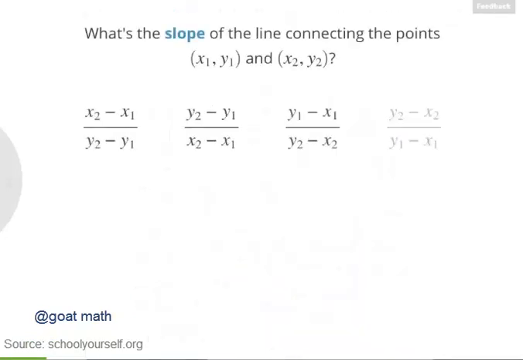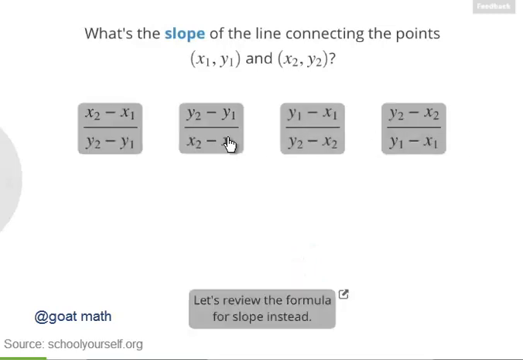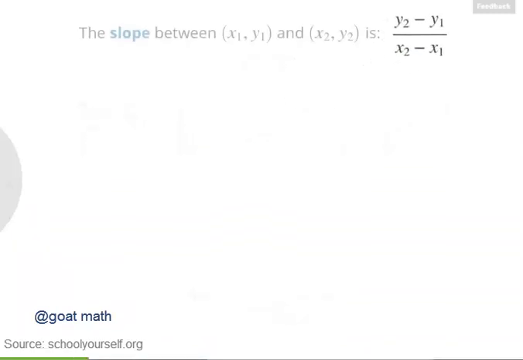So then what's the general formula for the slope between the points x1, y1 and x2, y2? If this looks unfamiliar, click down here to review the formula for slope. Right, so the general formula for slope is y2 minus y1 over x2 minus x1.